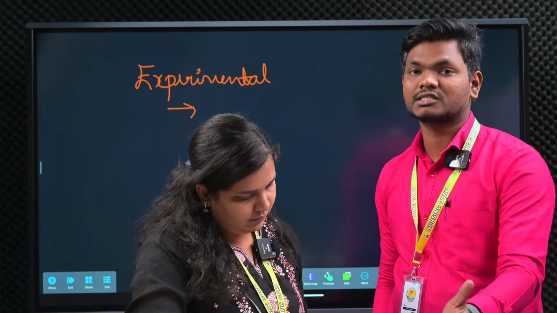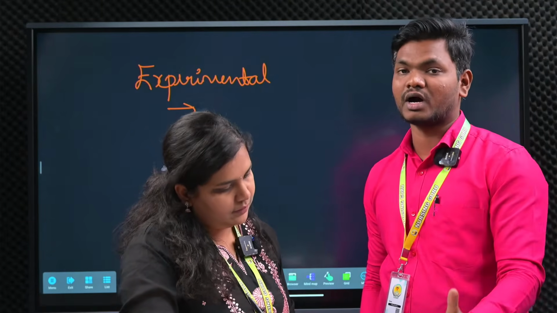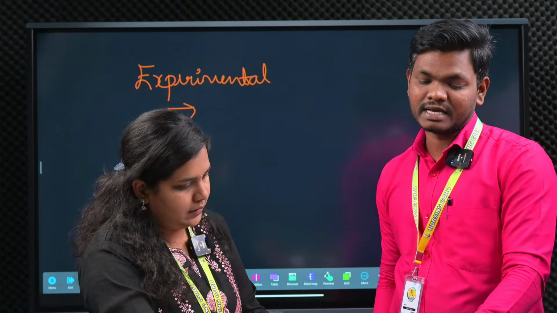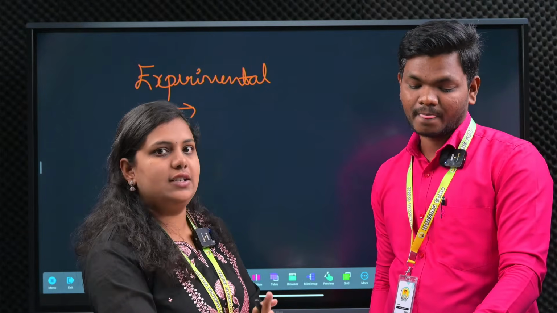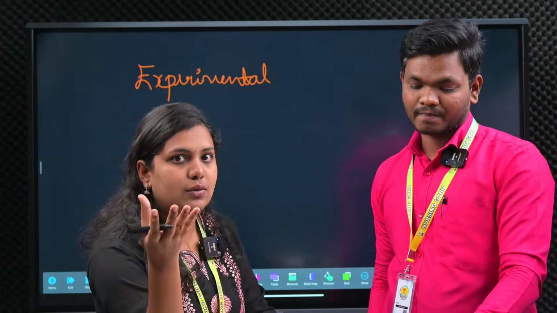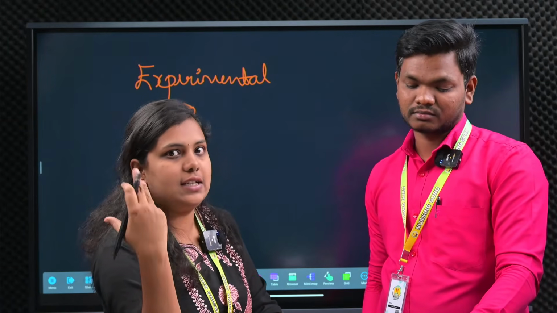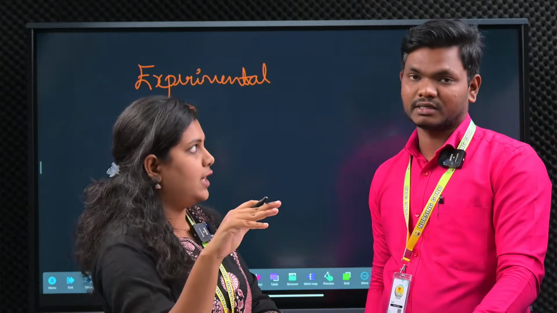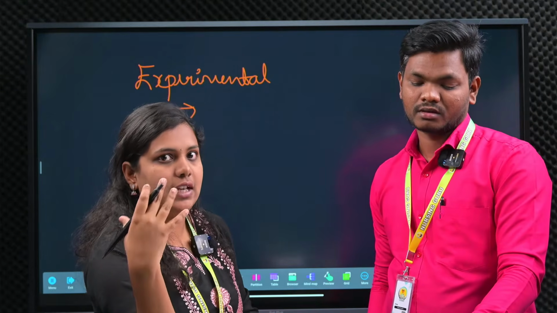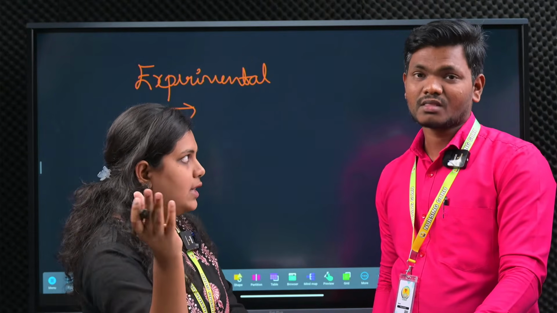We are going to experiment, we are going to do it on the people. So that is the experimental research design. Here the researcher will have high control over the variables, either the independent variable or the dependent variable. They'll have control over their variables or the samples.